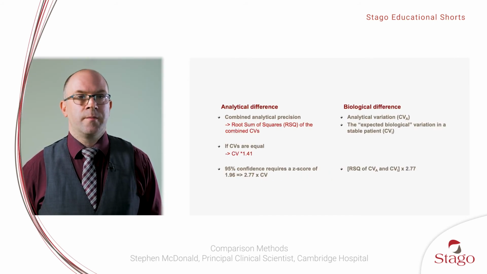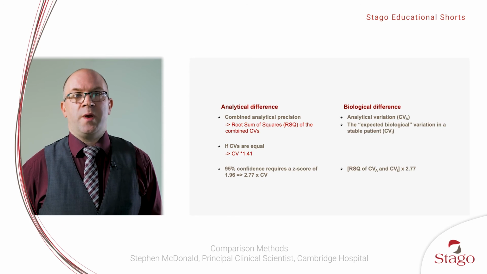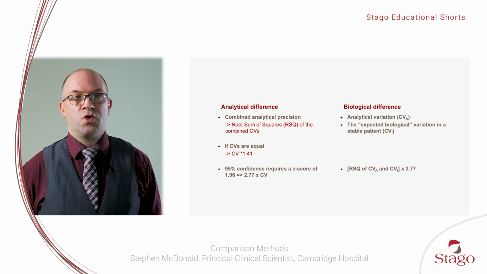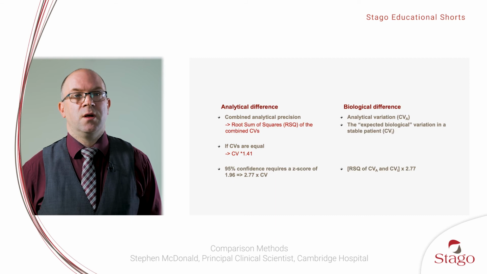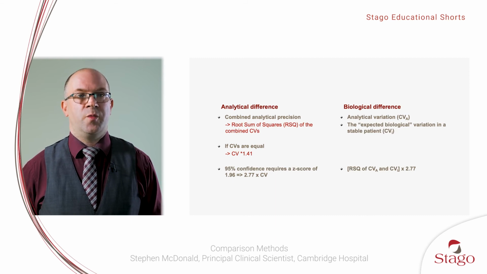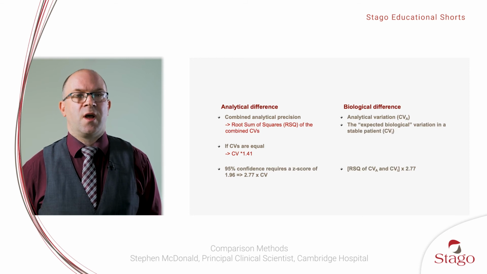But also, if we're using patient samples, we need to incorporate the biological difference as well. And in doing so, we need to incorporate our biological variation into that. And you can see from this equation here that we are incorporating the analytical coefficient of variation and the biological variation as well, multiplied by the same factor of 2.77, which gives us a coverage interval over which the differences should lie.